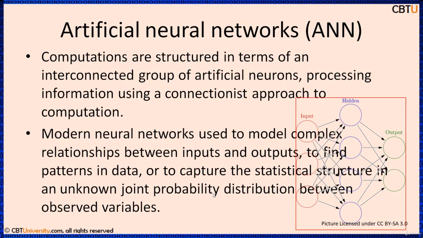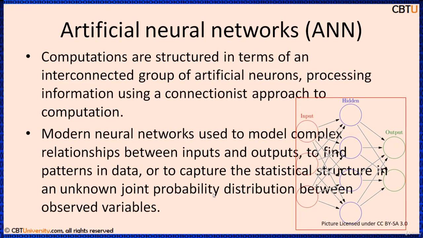Artificial neural network, ANN, learning algorithm is also called neural network, NN. It is a learning algorithm that is inspired by biological neural networks. Computations are structured in terms of an interconnected group of artificial neurons processing information using a connectionist approach to computation. Modern neural networks are used to model complex relationships between inputs and outputs, to find patterns in data, or to capture the statistical structure in an unknown joint probability distribution between observed variables.